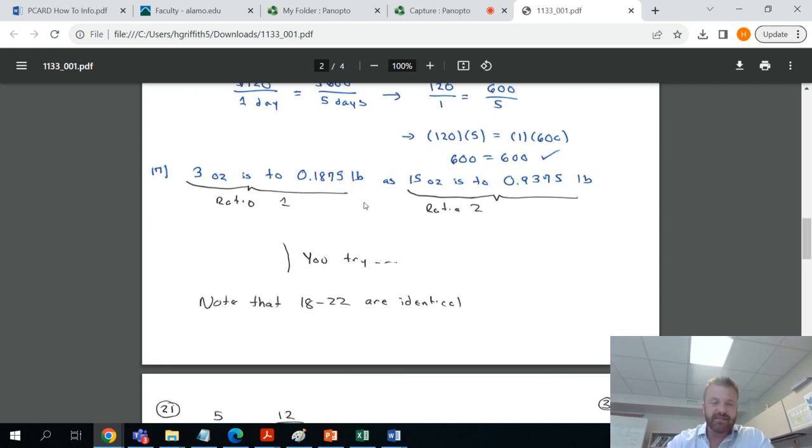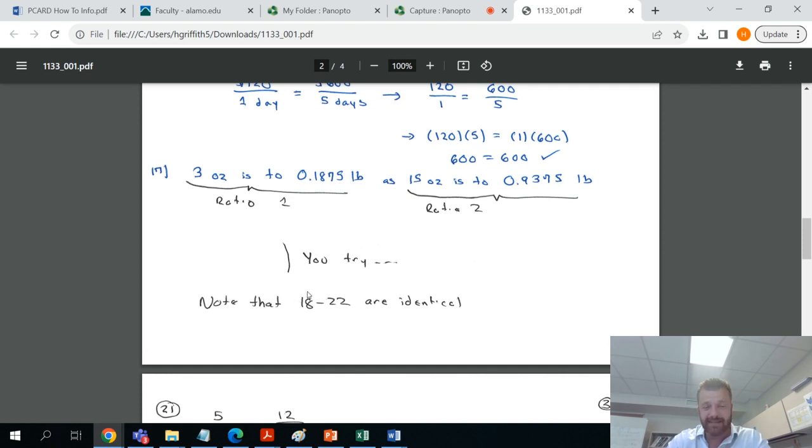Finally, I'm going to let you try number 17, but we have, again, a rate type problem that is often used in unit conversion. 3 ounces is to 0.1875 pounds, as 15 ounces is to 0.937 pounds. I've shown you what the two ratios or rates are here, so you just need to set those up correctly. Put your 3 in the numerator on the left, put your 0.1875 in the denominator on the left, and have that fraction be equal to the fraction you get when you convert what is on the right to a ratio as well. That should give you a good setup through problem 17.